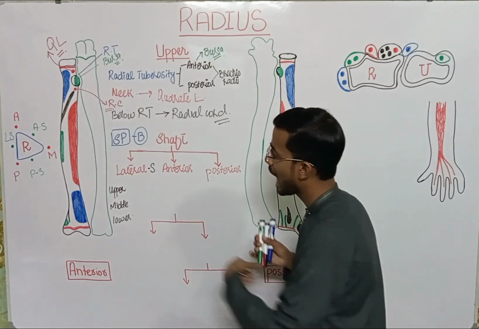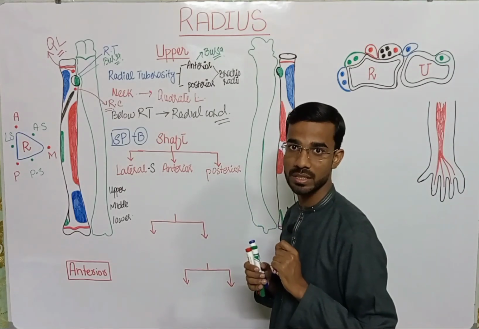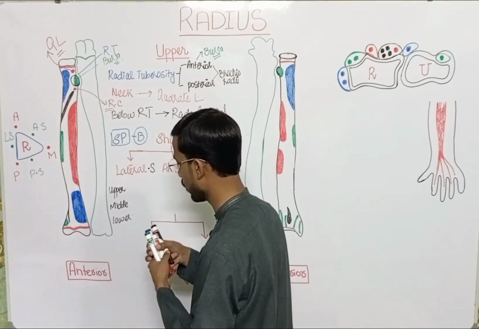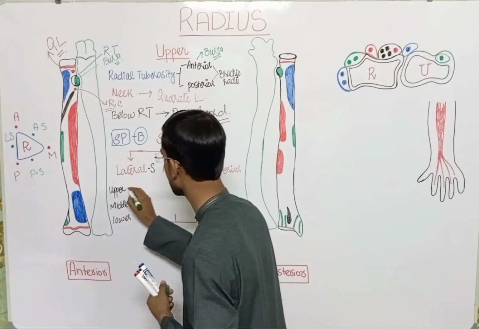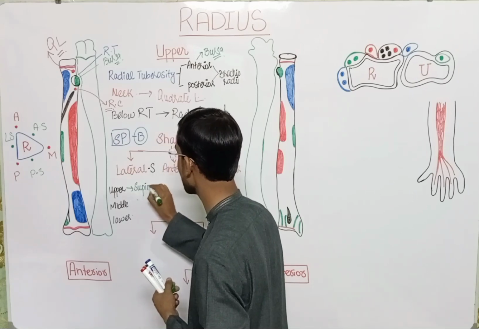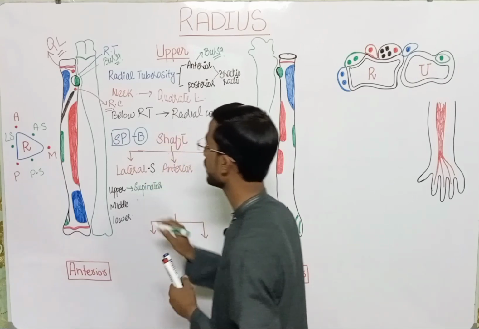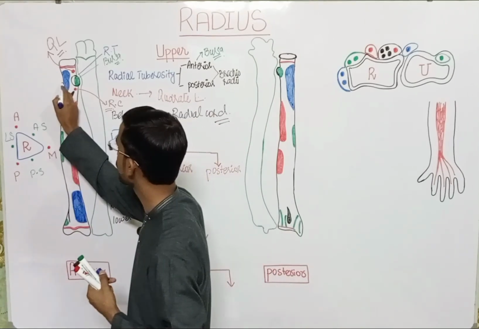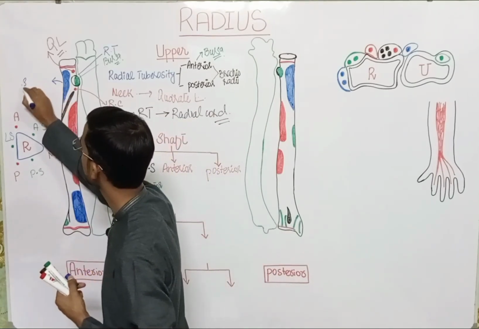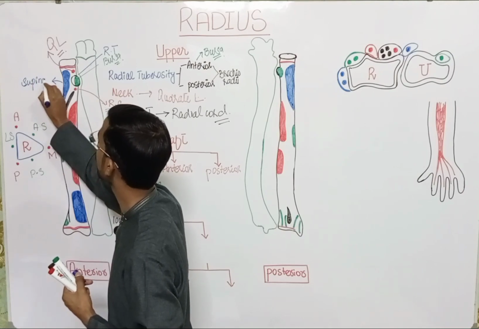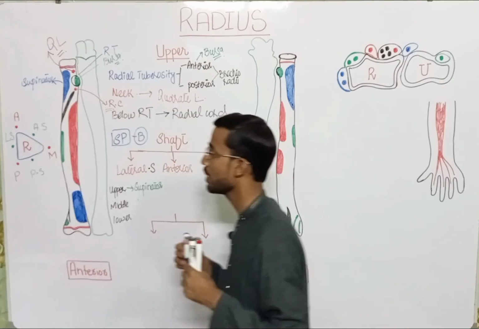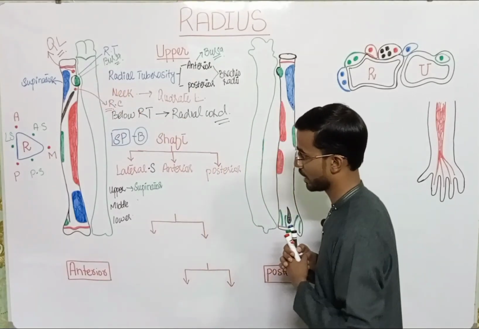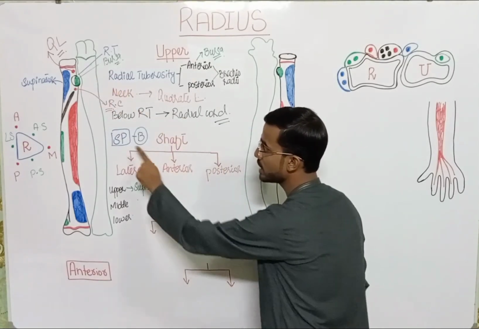If we see the upper part of the lateral surface, we see the supinator muscle. So here you can see this one. At the lateral surface, you will see this muscle is the supinator muscle, and that is present at the upper part of the lateral surface. At the middle part, you will see P.